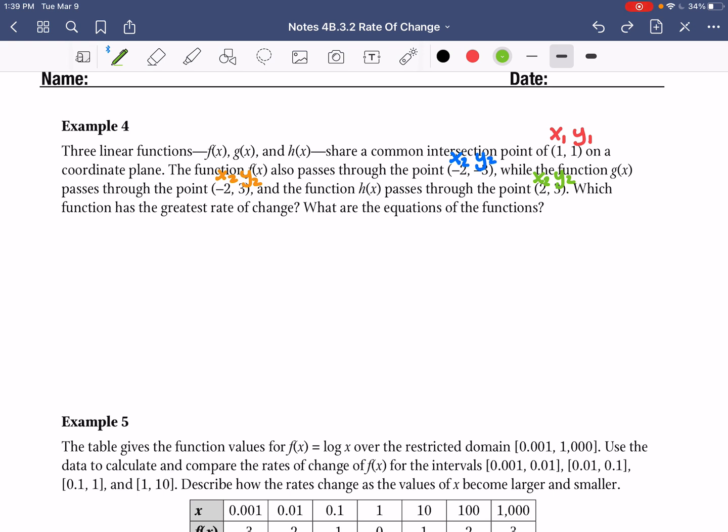Which function has the greatest rate of change? What are the equations of the functions? All right, we're not going to do this last part. We just don't have time.